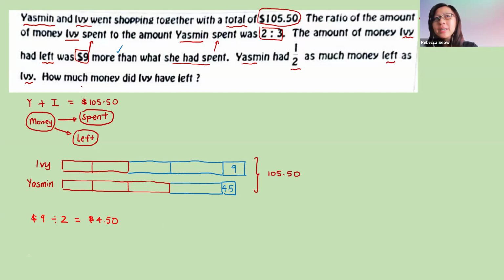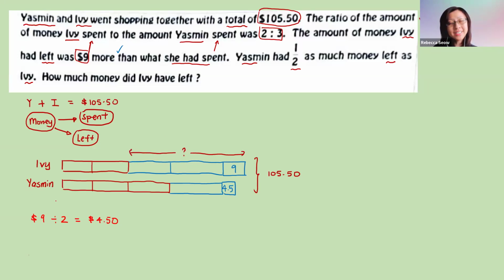We can bring in the question now. How much money did Ivy have left? At the end of the day, where should I put my question mark? The amount that is left is in blue, and if we want to find the amount that Ivy had left, this is what we want to find at the end of the day.